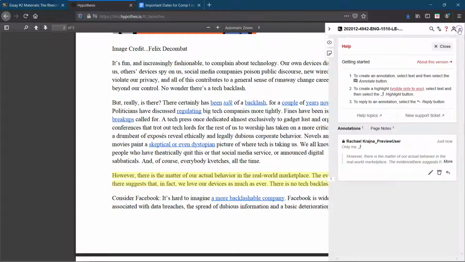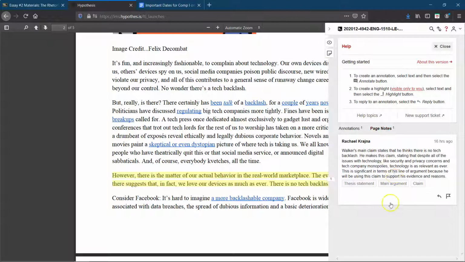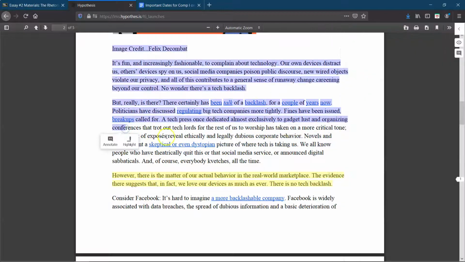But I do have a page note here about the thesis statement. Now you can create an annotation by selecting text and then selecting the annotation button. So as you can see here, if you highlight text, you can annotate or highlight. And that's basically what you're going to be doing.